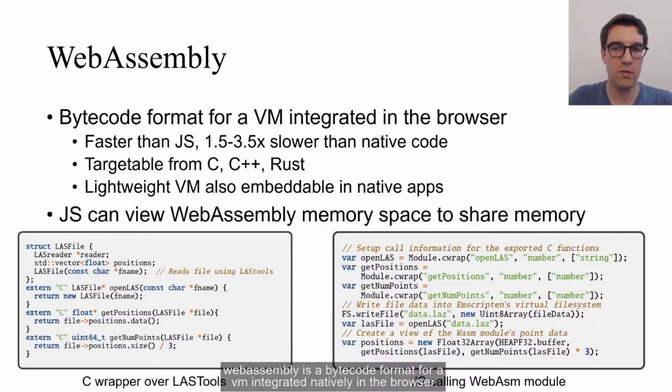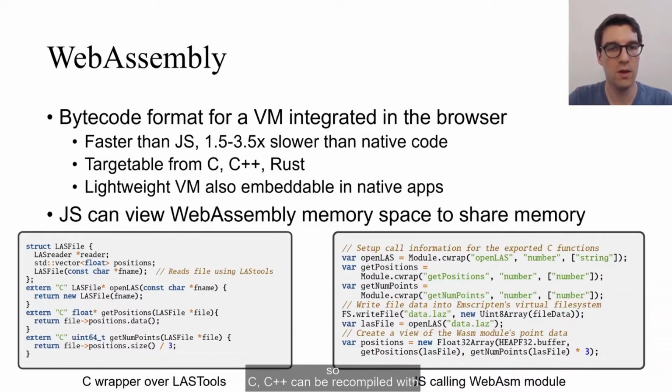WebAssembly is a bytecode format for a VM integrated natively in the browser, and it's almost as fast as native code. Unlike Java applets and Flash, it's embedded natively in the browser, so it's shipping today and is available. It's also targetable from multiple languages. C and C++ can be recompiled with Emscripten. Rust can target it, as can C#, Go, Swift, and quite a few other languages.